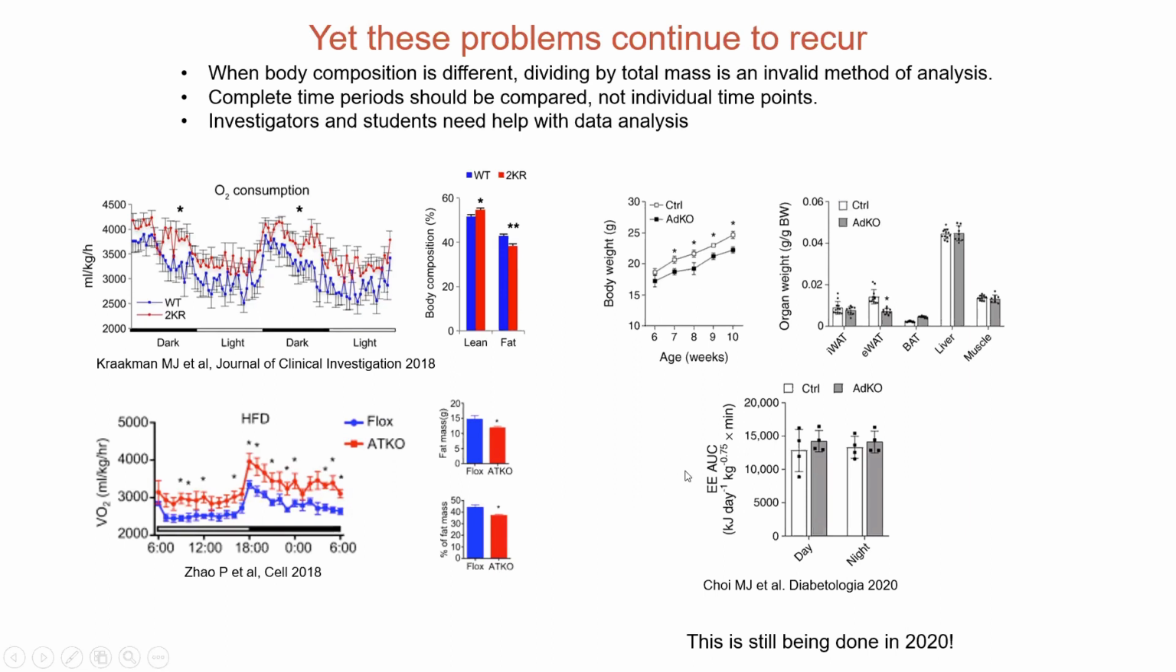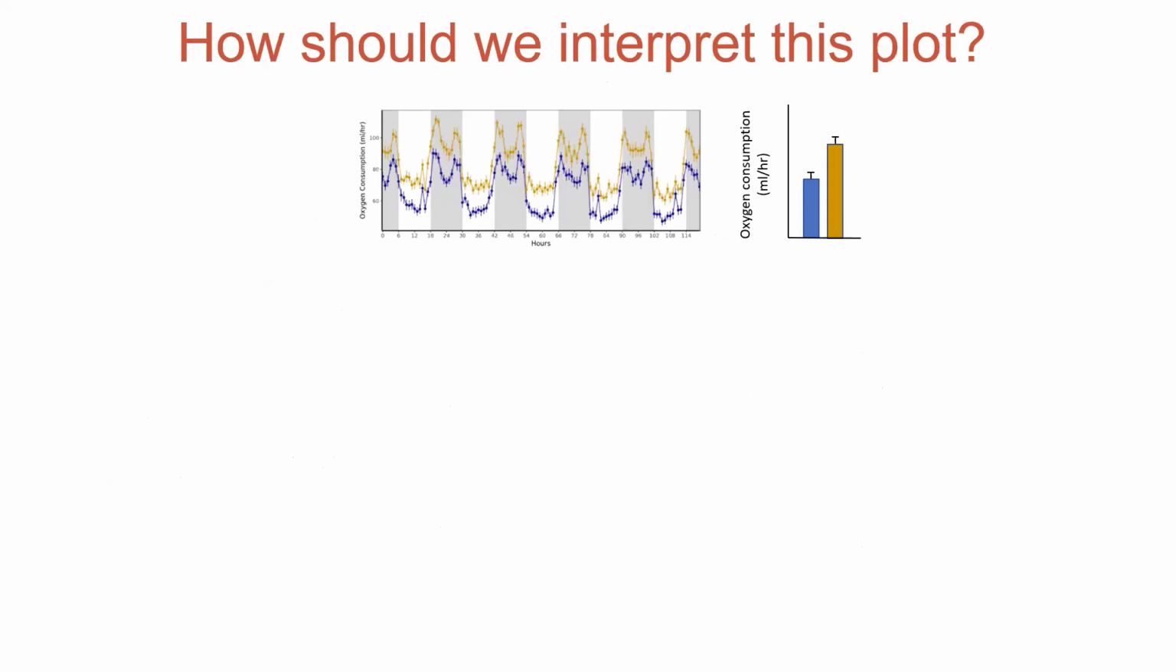Over here, more recently, I saw this paper just come out. They have mice once again with differences in body weight, and here they're scaling to the 0.75 exponent, which would be appropriate if they were comparing two different species that were greater than 10 kilograms. So what this says is that when body composition is different, dividing by total mass is an invalid method of analysis. Complete time periods should be compared, not individual time points. But what this says more than anything else is that investigators and students really need help with data analysis. This is a hard problem, and there really wasn't a tool out there to help people get through this.